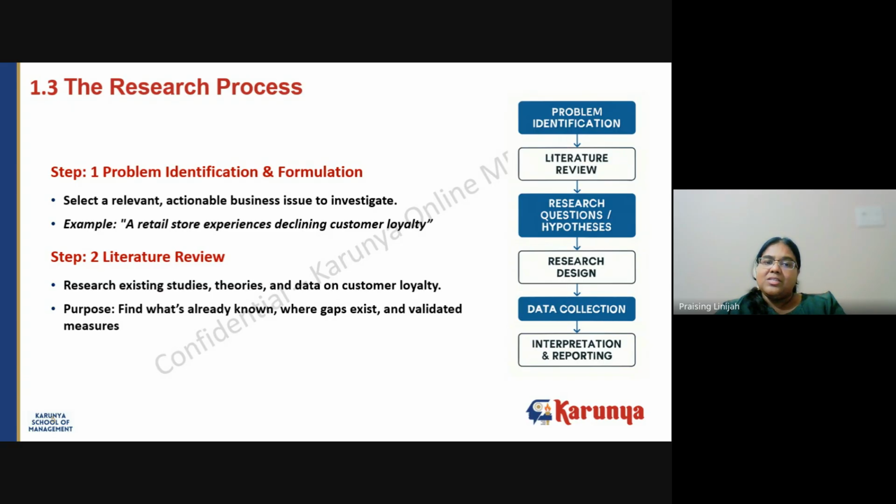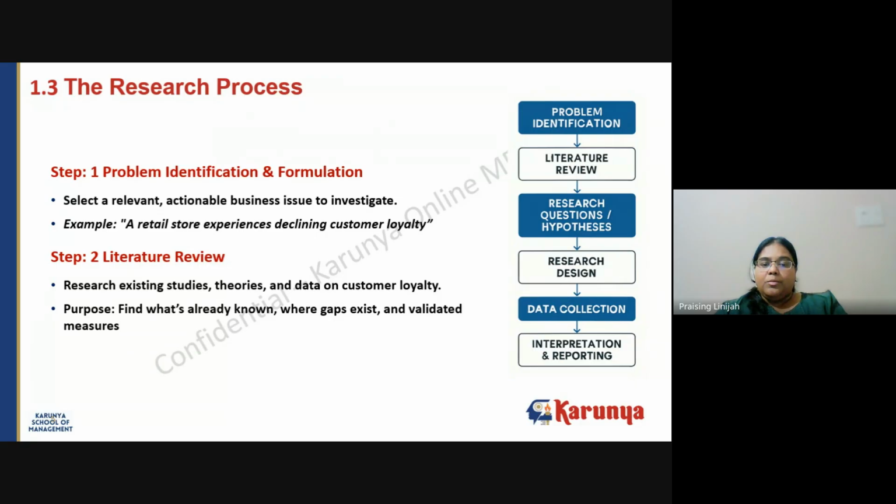For example, with the loyalty index dropping, past researchers would have given us clarity that service quality, product variety, and price competitiveness greatly influence loyalty. So in the example which we are now discussing, the retail store can use these insights to guide its research further.